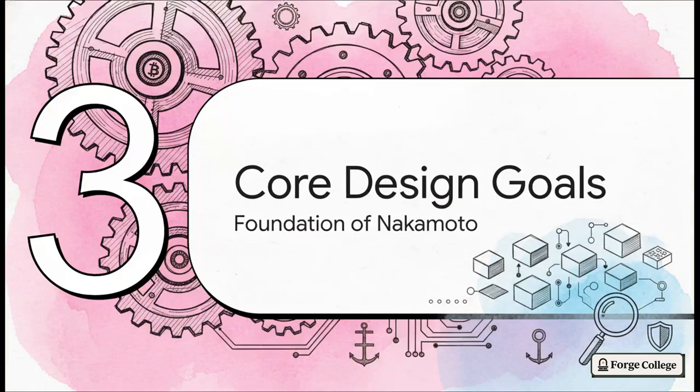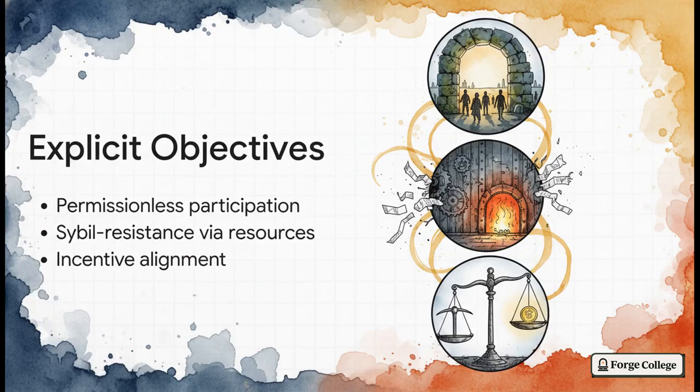Moving on to Section 3, core design goals. The goals here were incredibly ambitious. First up, permissionless participation. Absolutely anyone must be able to join and propose blocks without needing anyone's authorization. Second, Sybil resistance via resources. Like we said, if you want to attack the network, you can't just spoof an IP address. You actually have to burn real-world resources to even try and cheat.